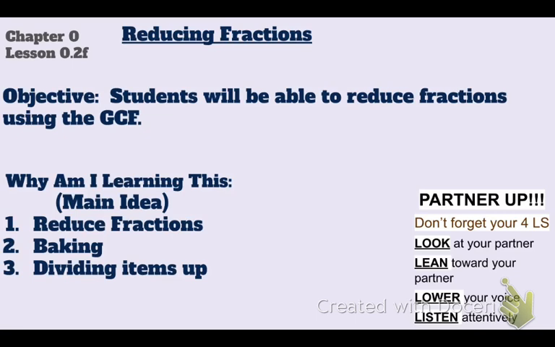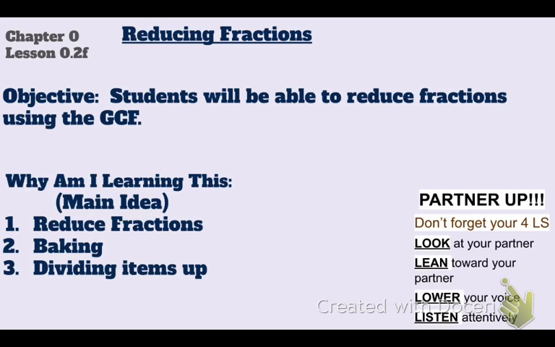Why am I learning this? We use reducing fractions a lot when we're baking, when we're dividing up items, and it'll come up a lot in our everyday life. So it's important that we know how to reduce fractions quickly and easily.